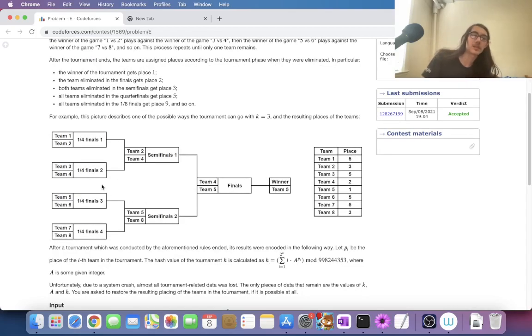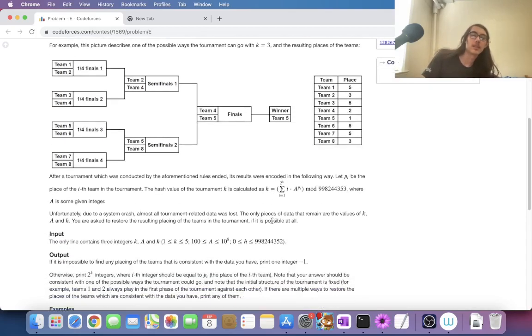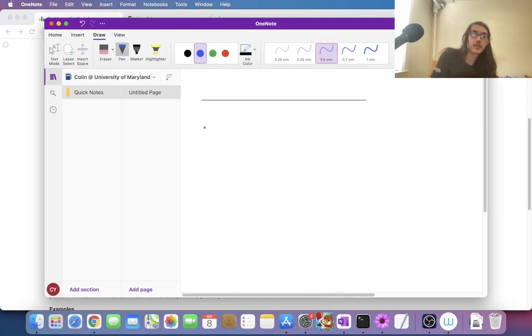Now I guess you're playing a tournament, people have ranks. The tournament was hashed. You want to find a tournament that matches the hash. So k is 5. That is important. K is 5, which means 2 to the k is equal to 32.